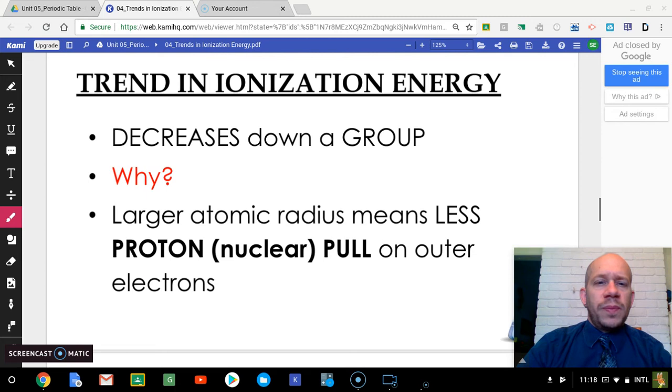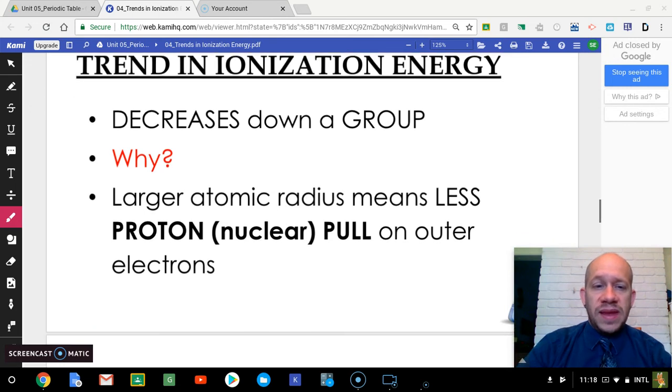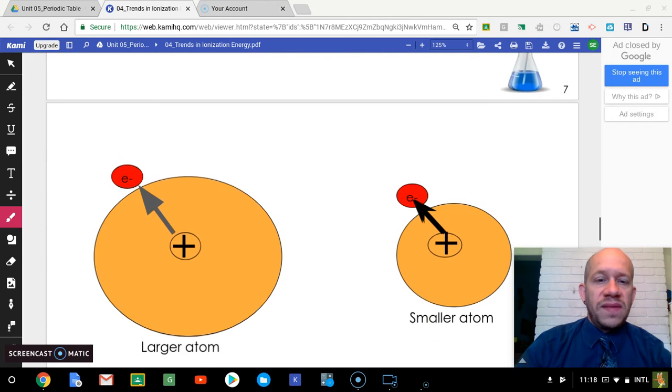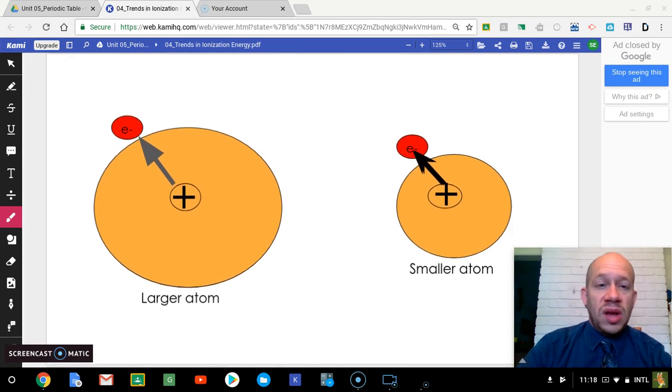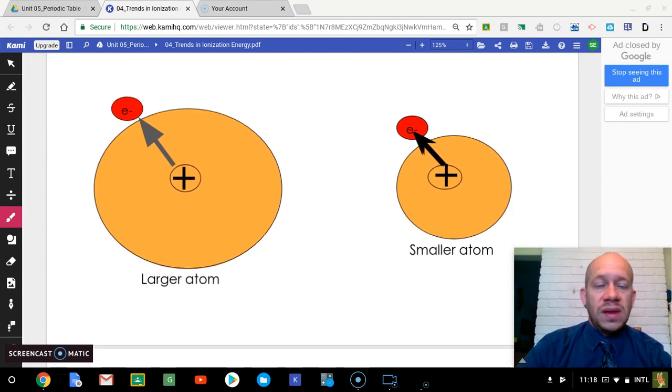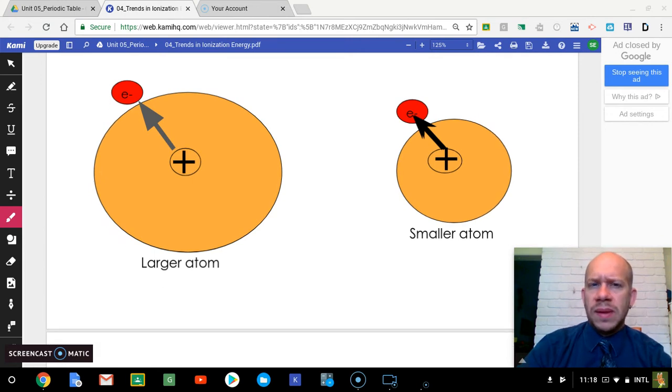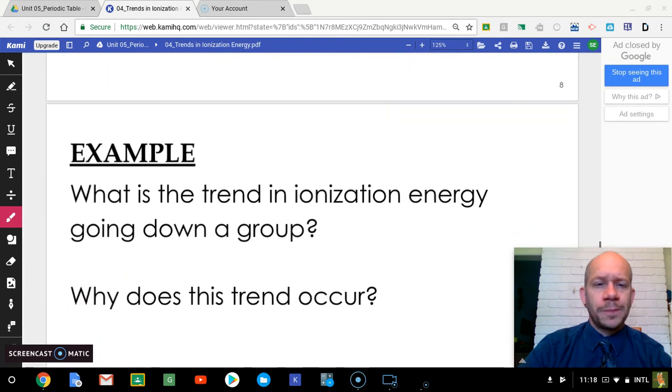Going down a group, the trend is decreasing. Why? Because there's a larger atomic radius, which means there's less pull on the outer electrons. So you can think of it like this: if I'm a large guy, the stuff far away from me, I'm not going to be taking as much notice of, perhaps, and they'll be easier to pull away. However, if I'm smaller, I have less things, I'm much more likely to take note of all my things, and I'll be holding on to each thing tighter.